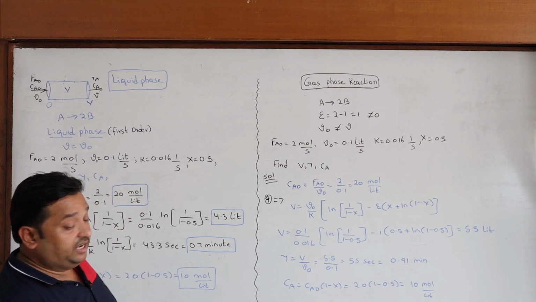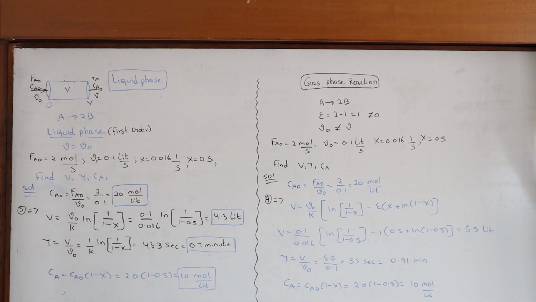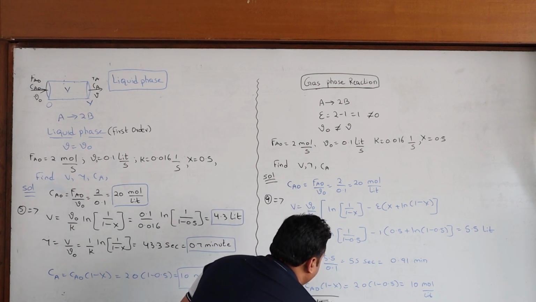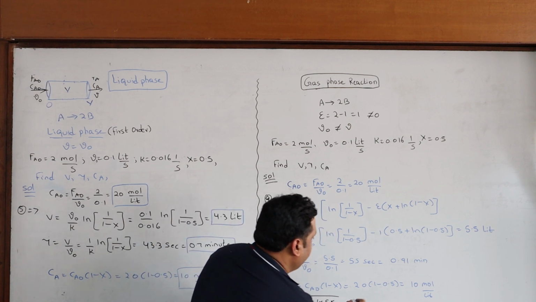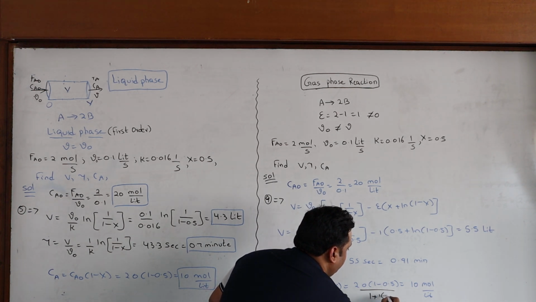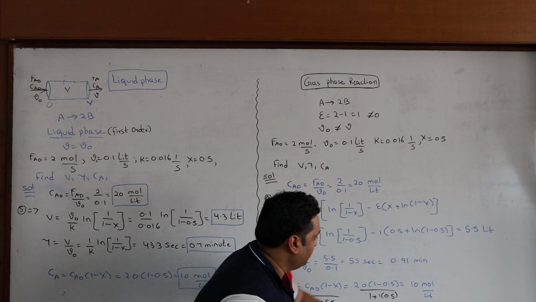And here, I mean, just a second, divided by 1 plus epsilon x, okay, that is divided by 1 plus 1 into 0.5. This is what I forgot.